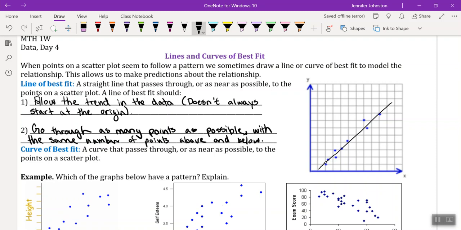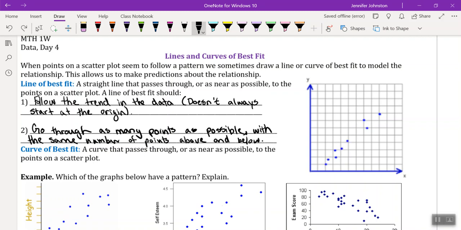It goes through the trend. It has the same number of points above and below, and we're also going through as many points as we can. But if you can't go through as many points as you can, that's okay. You can have the same number of points above and below. What we don't want is for this line to look like this. It is not a constellation.